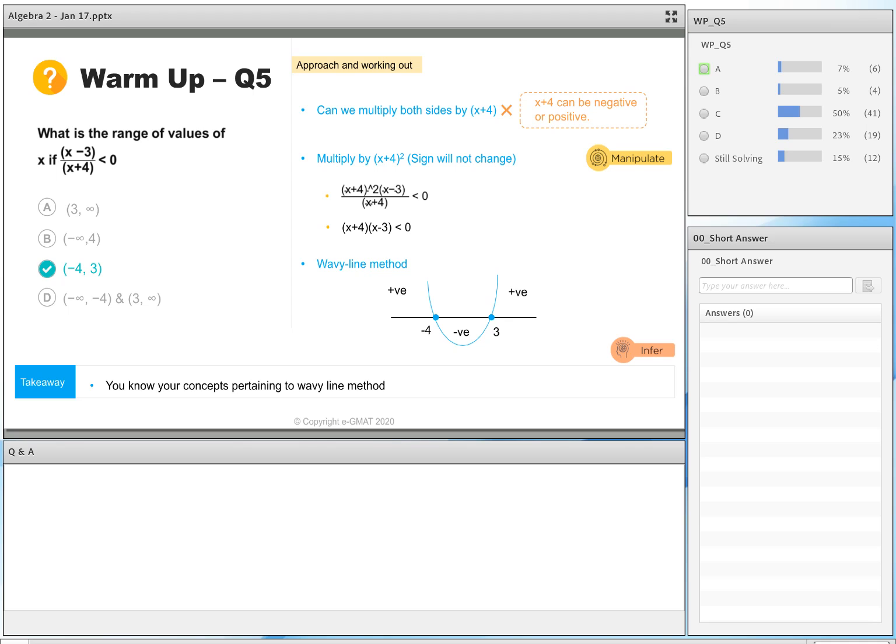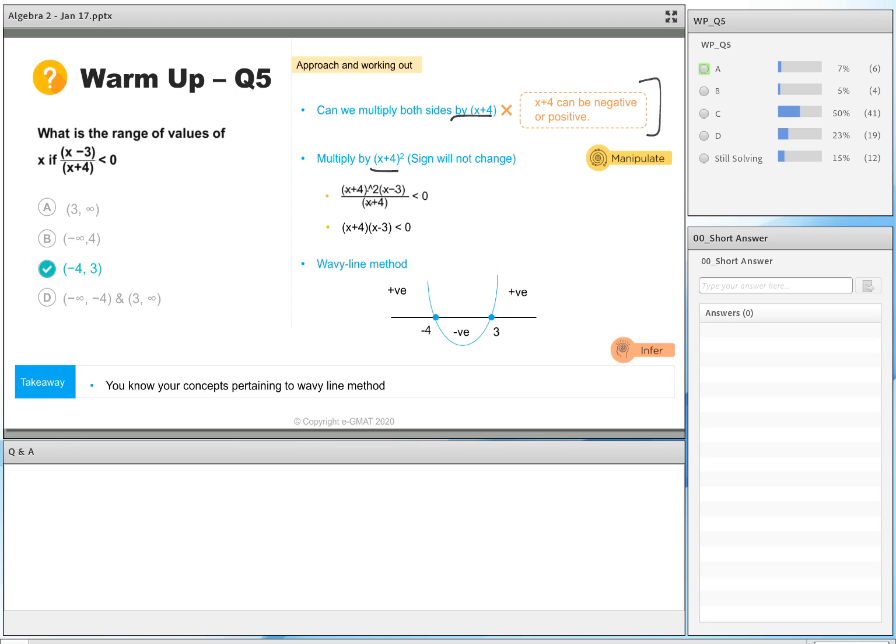So can I multiply both sides of this inequality, the fraction on the left-hand side and the 0 on the right-hand side, by x plus 4? No, we cannot do that. Why can't we do that? Because x plus 4 can be negative or positive. If it's positive, that won't affect my sign of inequality. But if it's a negative number, it would change my sign of inequality. So that would give birth to two cases, and I don't want to further increase the complexity of the question, and that is the reason I'll not do that.